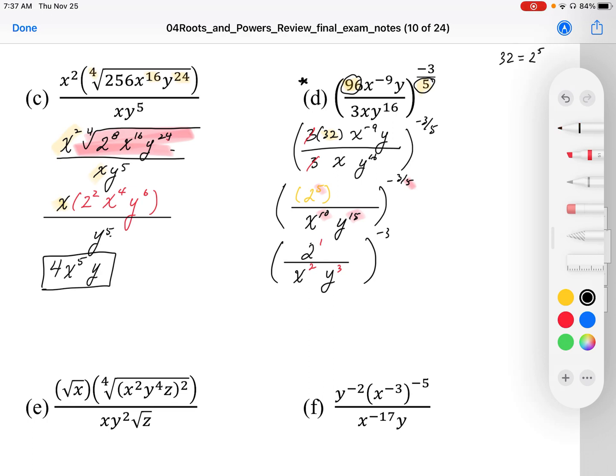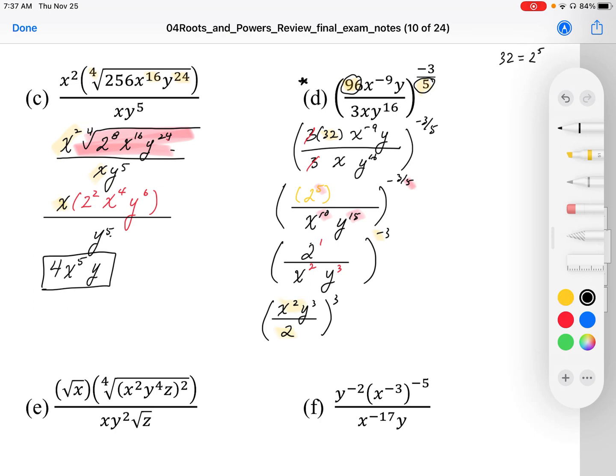So I'm going to do this in 2 steps. You can do this in 1 step if you like, but I'm going to apply the negative first, and then I'm going to flip the fraction. So all my divides become times. My times becomes divide. And then now I've applied that negative. So that negative flipped the fraction. So flip that fraction upside down.